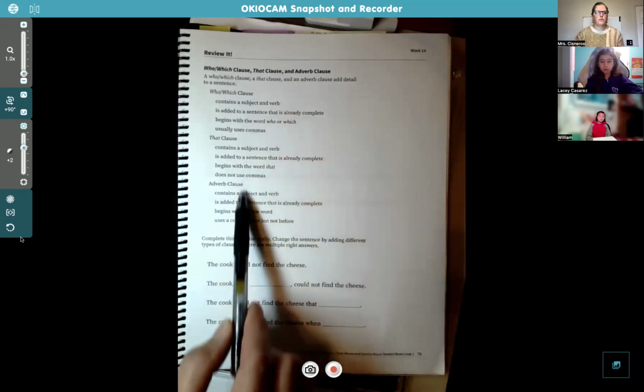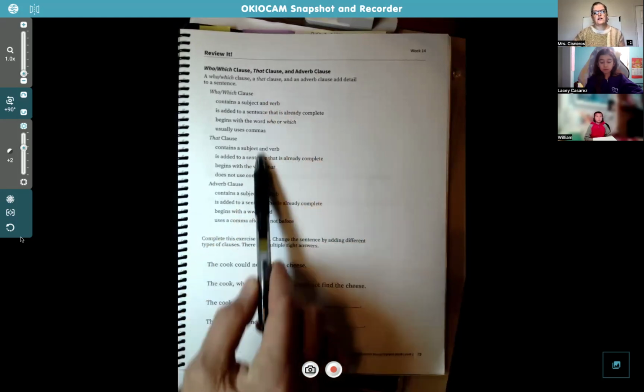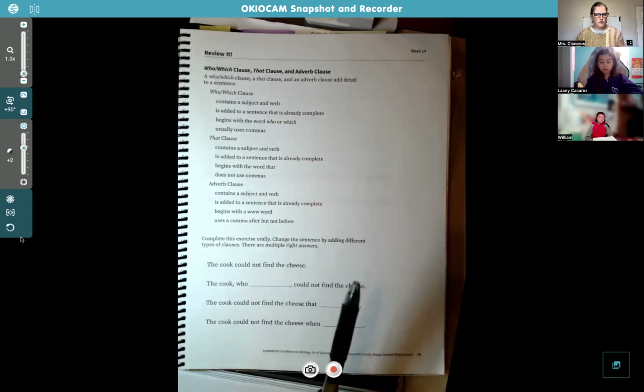So they wanted you to compare these three clauses. So now you know, look for that subject verb pair. That's how you know it's a clause. A phrase, just to remind you, like a prepositional phrase, does not have a verb. That's the big difference between clauses and phrases.